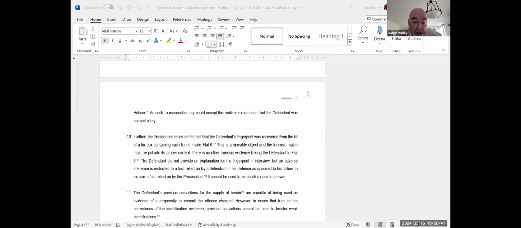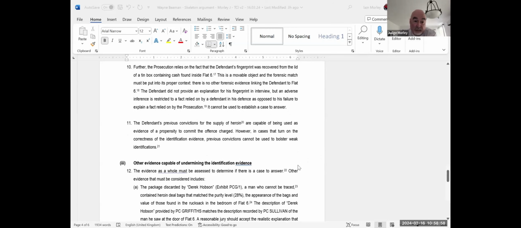The defendant did not provide an explanation for his fingerprint in interview, but an adverse inference is restricted to a fact relied on by a defendant in his defense as opposed to his failure to explain a fact relied on by the prosecution, and therefore it cannot be used to establish a case to answer.